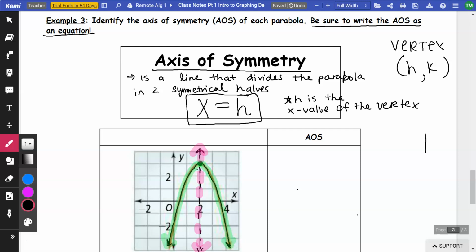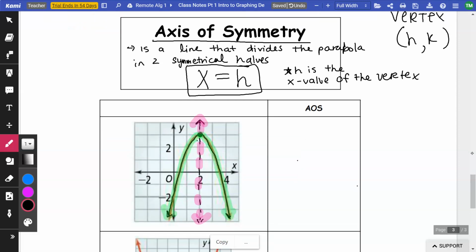So what was the vertex of this parabola? Well, the vertex is this point right here. And that point had the x value of 2 and the y value of 3. So h is 2, which means the axis of symmetry is x equals 2. And sure enough, where does my dashed line hit the x-axis? At 2. So the axis of symmetry is the line x equals 2.